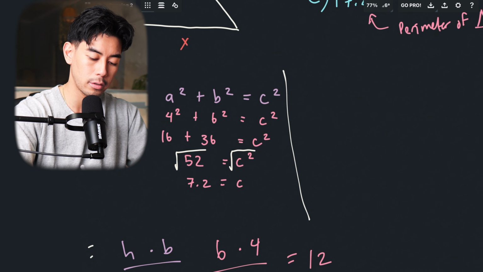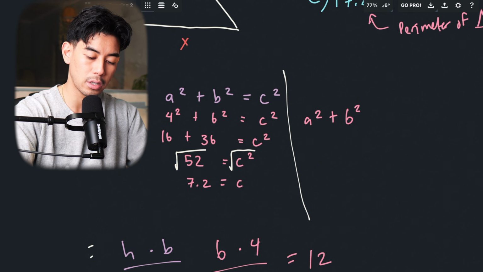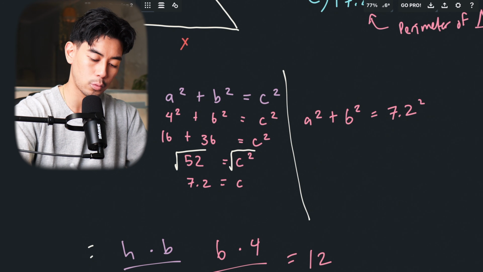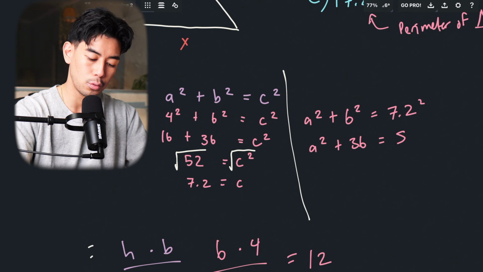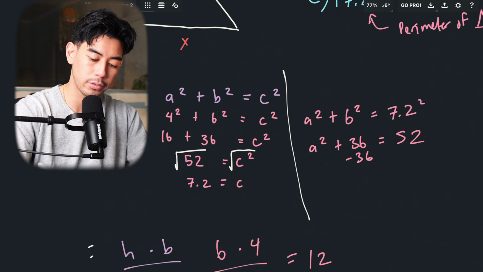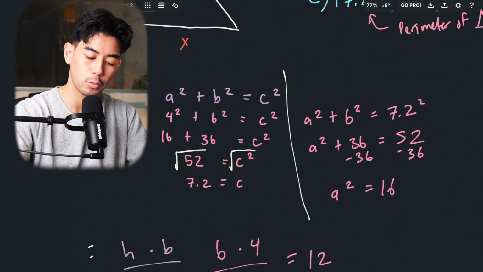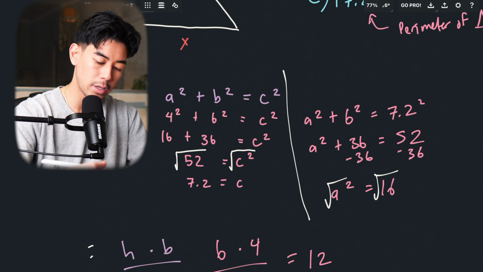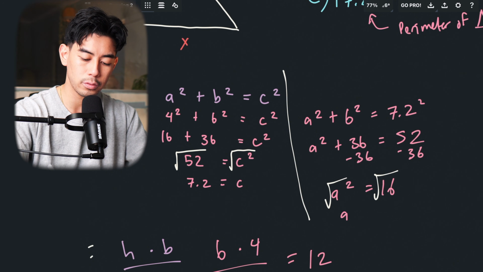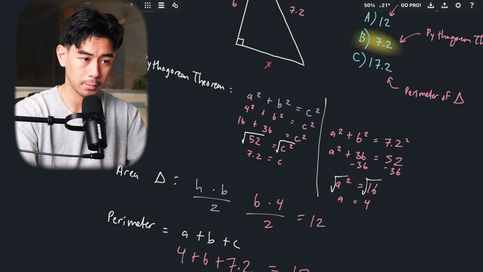We would have a squared plus 6 squared equals 7.2 squared. Simplifying that again, we would get a squared plus 36 equal to 52. And then we could just subtract 36 from both sides. I would get a squared is equal to 16. I would then take the square root of 16. And that would give me this final answer of a equals 4, right? All right, let's do another one.